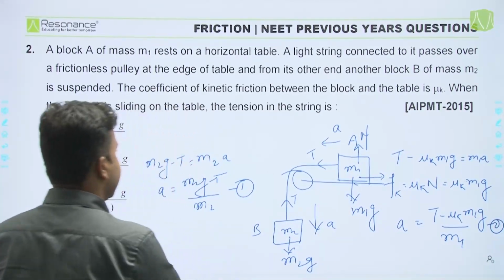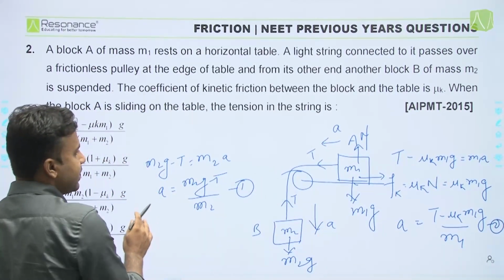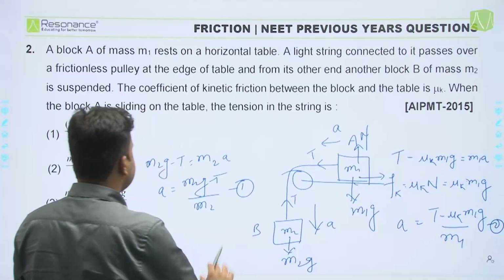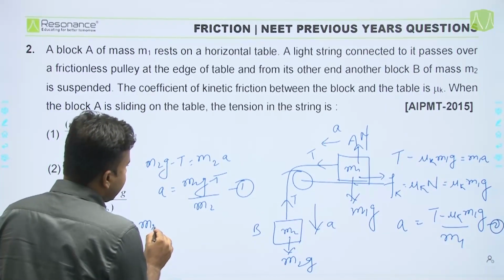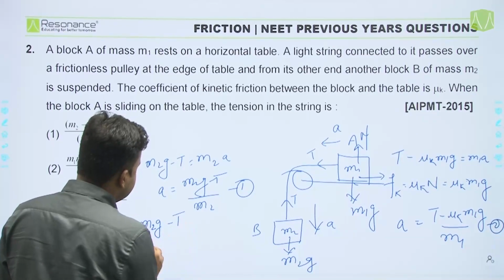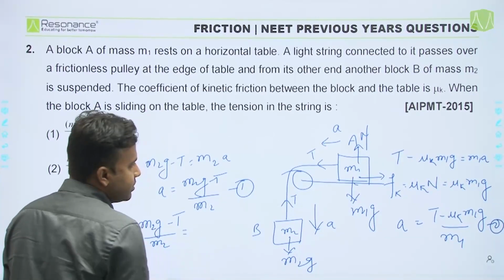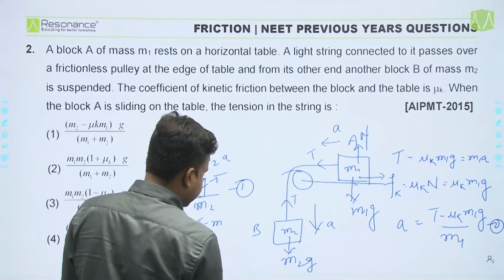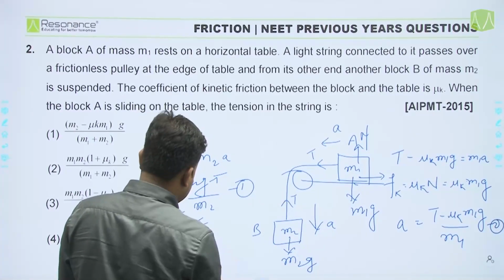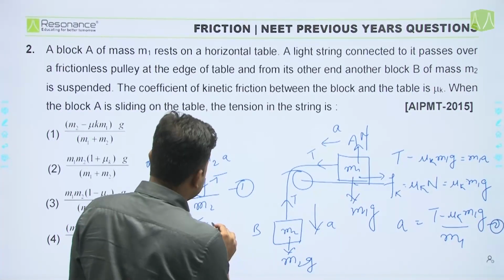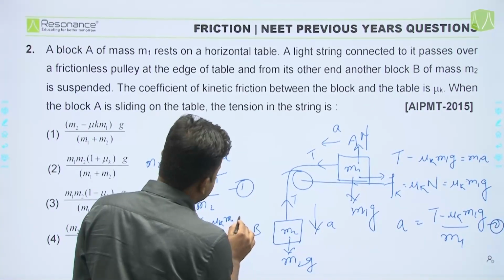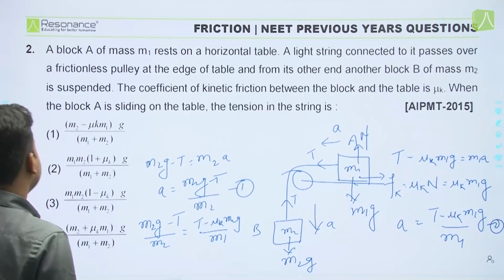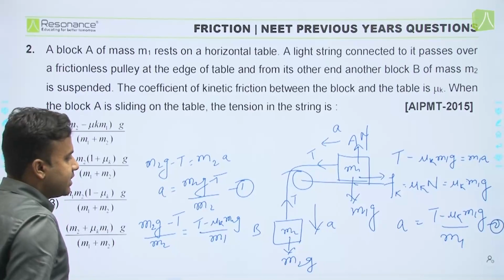From the first and second equations, if you equate them, because the accelerations of both the blocks are the same, I am talking about the magnitude. So it's the same, which means we can equate it. So, m2G minus T divided by m2 is equal to T minus mu k m1 G divided by m1. What we have to calculate is T, the tension. From here we can easily calculate the tension.